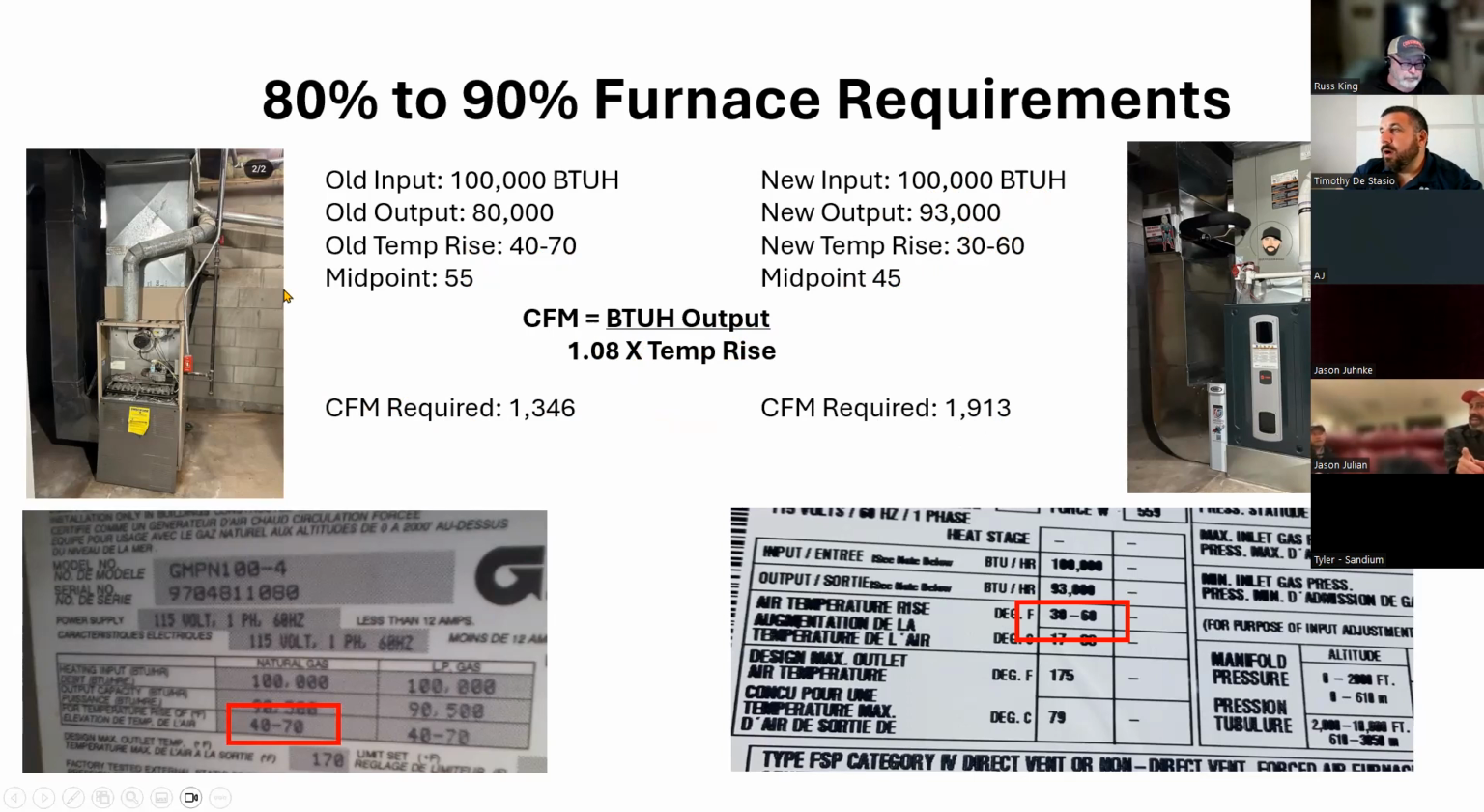And I bet you if we put this furnace in with this ductwork, do you think we're going to get 1900 CFMs out of it? No, we probably weren't even getting 1300 out of it. So when you're replacing 80% furnaces with 90%, you've got to look at your ductwork because you're going to need to move more air, and your old ductwork is probably undersized to begin with.